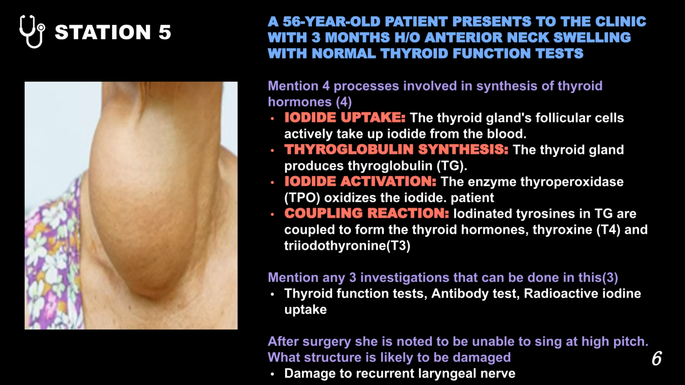Investigations include thyroid function tests, antibody testing for autoimmune disease, and radioactive iodine uptake scans. Now here's the twist. After surgery, the patient cannot sing high-pitched notes. This should immediately make you think of recurrent laryngeal nerve damage, which affects vocal cord movement. Always mention nerve injury when discussing thyroid surgery complications.